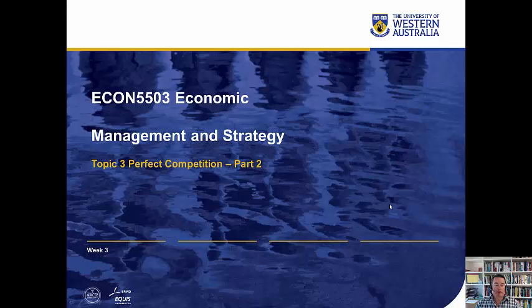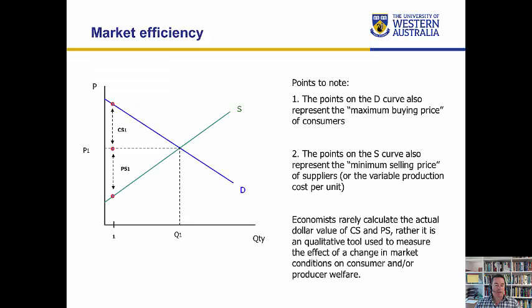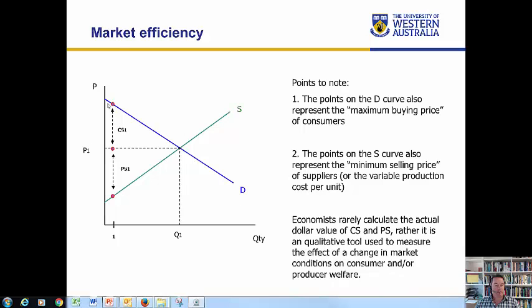This is part 2 of topic 3, perfect competition, and in this presentation we're looking at market efficiency and different forms of market intervention in competitive markets. So in this first diagram I just wanted to remind you of what consumer surplus is. It's the area below the demand curve and above the price line P1, and producer surplus is the area below the price line P1 but above the supply curve.